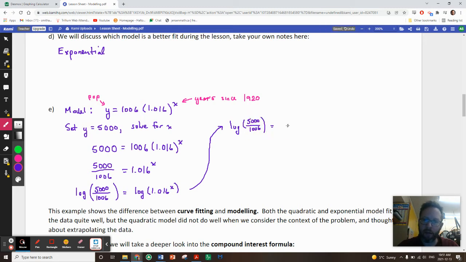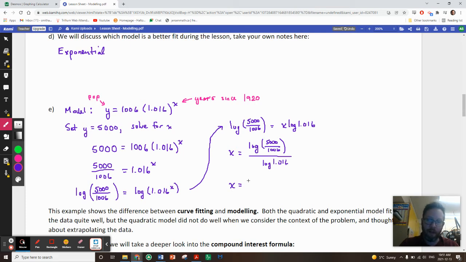So we can bring down the x. This is equal to x times the log of 1.016. And now we can get the value for x, our years. We'll take whatever the log of 5,000 divided by 1,006 is, and we'll divide that by the log of 1.016. And then once we get our value for the years, we can head to Desmos and just verify that this kind of checks out. So, all right, let's do it.